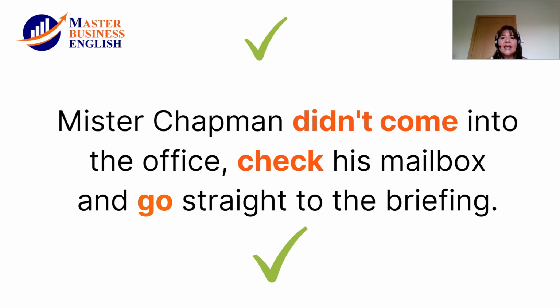In this case, we have one sentence, one subject, several verbs, but it's one sentence. So we use the negative auxiliary, in this case didn't, and the next of the verbs go in infinitive. Mr. Chapman didn't come to the office, check his mailbox, and go straight to the briefing. So didn't, the auxiliary negative, but we have come, check, and go in infinitive too. That was tricky, right? I know.